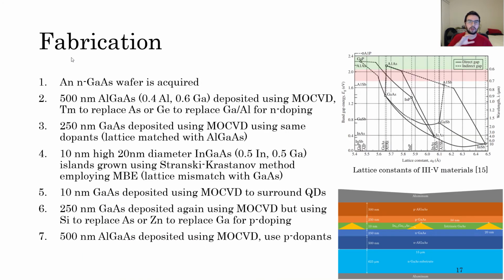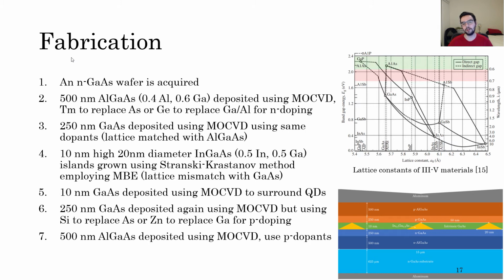So we start off with an N-type gallium arsenide wafer. This wafer is then deposited with 500 nanometers of aluminum gallium arsenide, with a 0.4 and 0.6 ratio for aluminum and gallium. We used MOCVD to deposit this, and we used the dopants shown for N doping. Then we have 250 nanometers of gallium arsenide deposited also using MOCVD, with the same dopants.